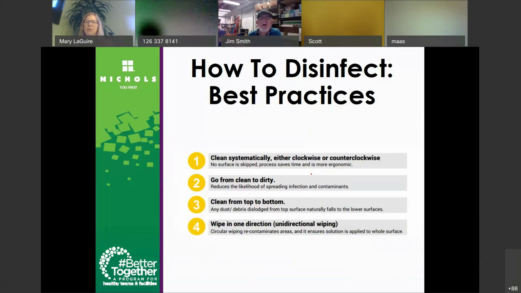Clean from top to bottom, especially important when you are dusting. That dust and debris is going to fall, so it doesn't make sense to clean the bottom first and then work your way up. And then wipe in one direction. Circular wiping can recontaminate areas, and wiping in one direction ensures the solution is applied to the whole surface.